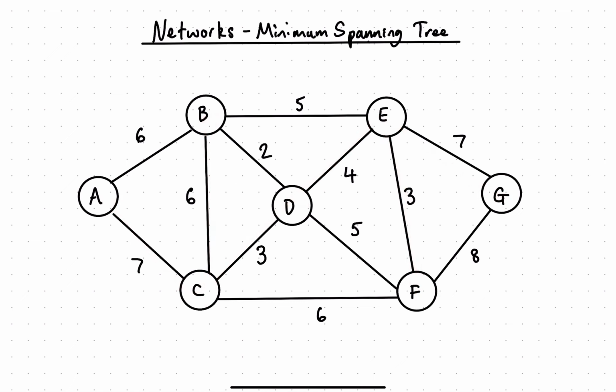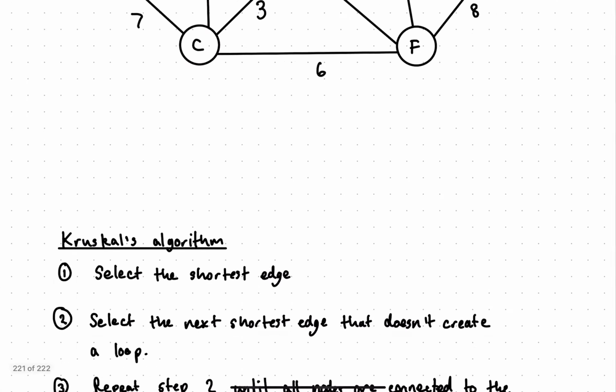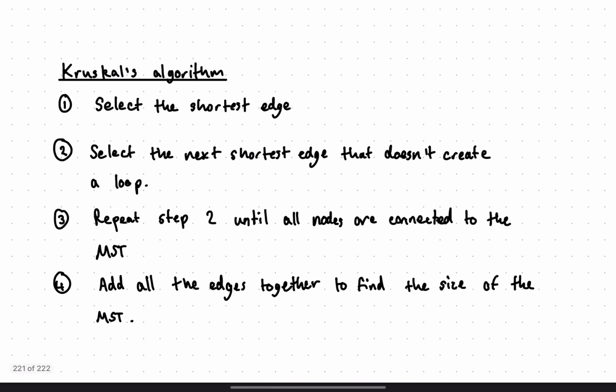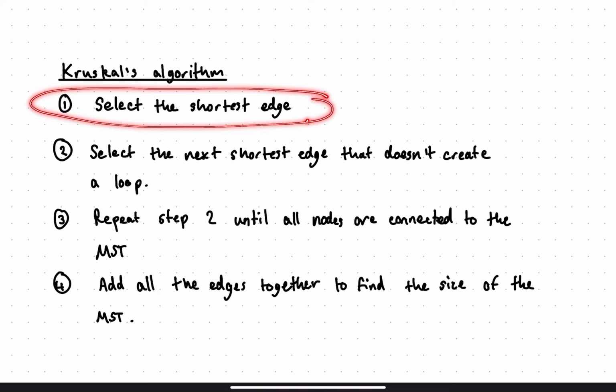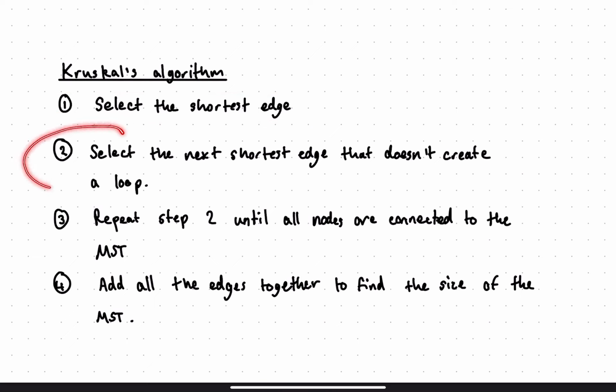However, this might not be the minimum distance needed to connect all the nodes. So I'm going to show you the algorithm, and then we're going to use the algorithm. Kruskal's algorithm, in basic, says select the shortest edge in your network. From there, you'll select the next shortest edge that doesn't create a loop.